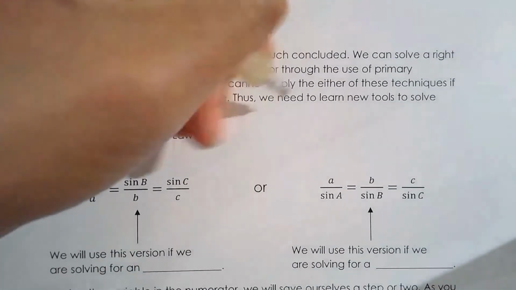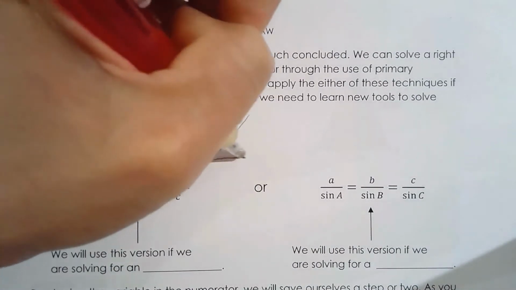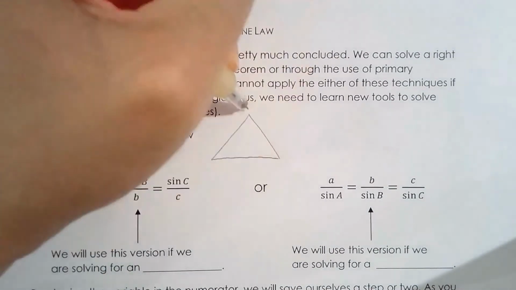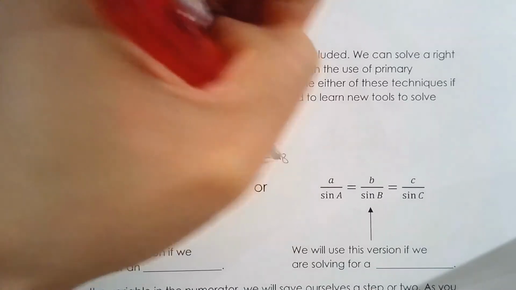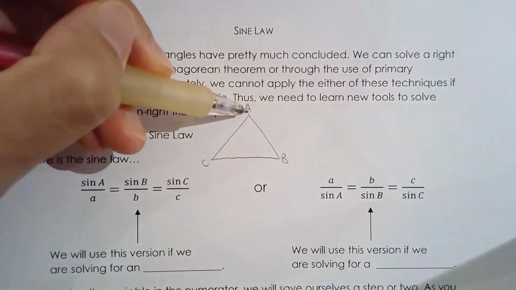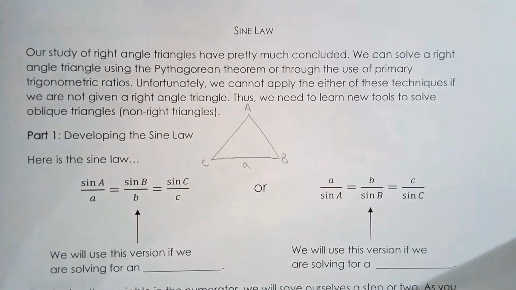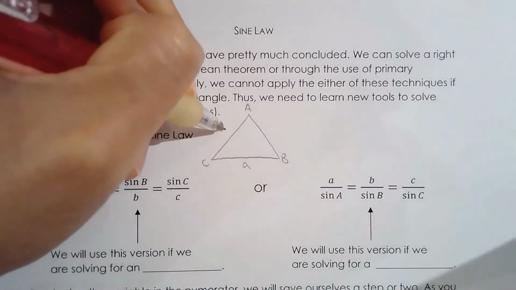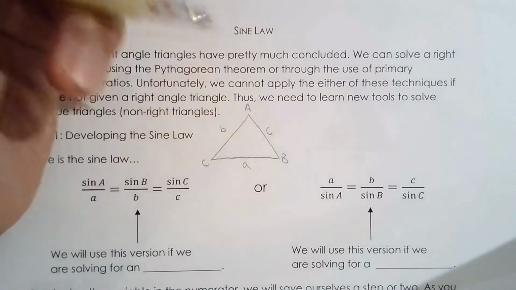Let's just draw a diagram to help us label. Let's say this is A, this is B, and this is C. So angle A is here, that means side a is here. And then side b is here, and side c is here.